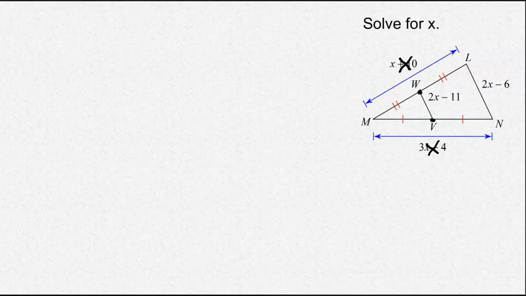And now what I could do is set up a proportion using the scale factor of 1/2, because I have recognized that I have a triangle that is built using the triangle mid-segment theorem. The small triangle goes on top, so that's 2x minus 11, and the large triangle goes on the bottom.